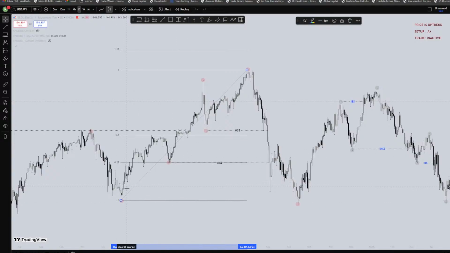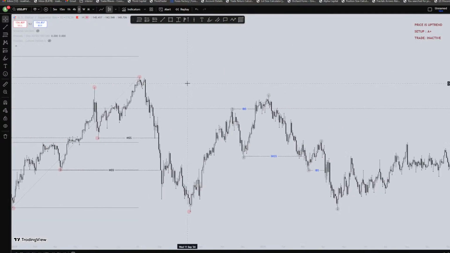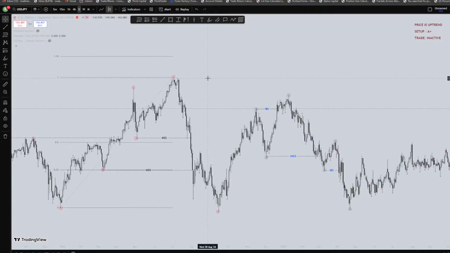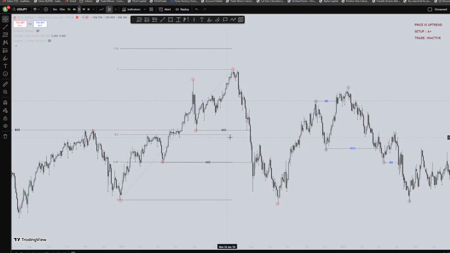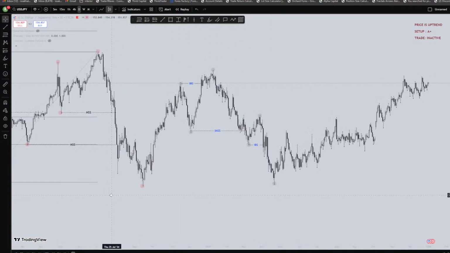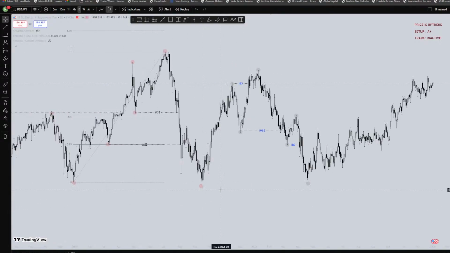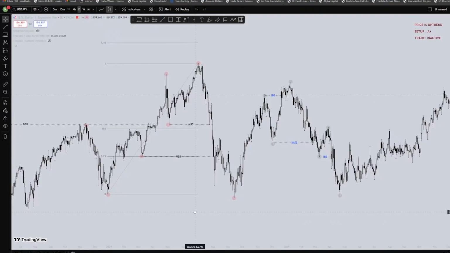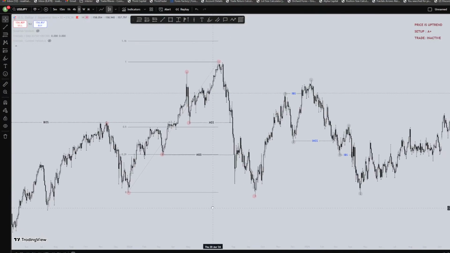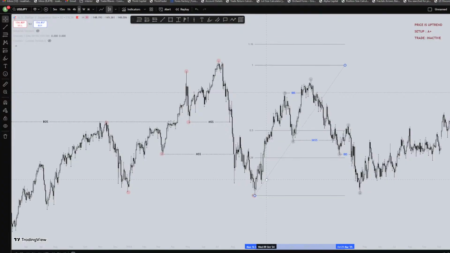So here, marking the point and the swing point, price dropped. This would have taken this range out. Okay, so it's not as you'd want it to be.